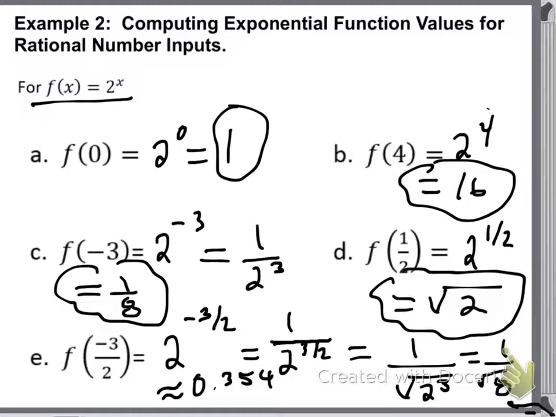Alright, and you can convert all of these if you wanted to. 1/8 would be 0.125, square root of 2 is something like 1.41. Alright. Okay, so those first two examples hopefully weren't too difficult.